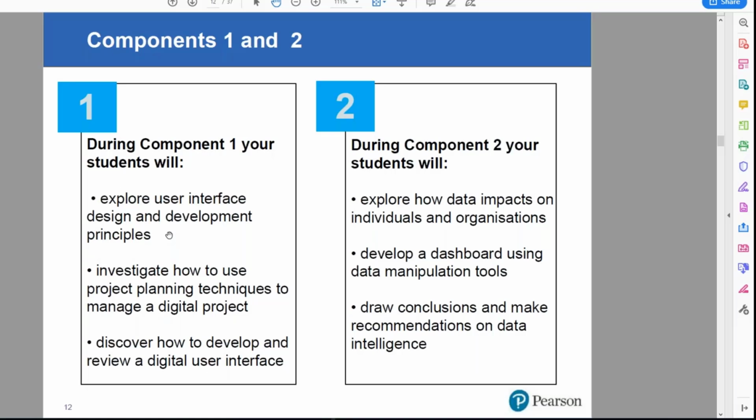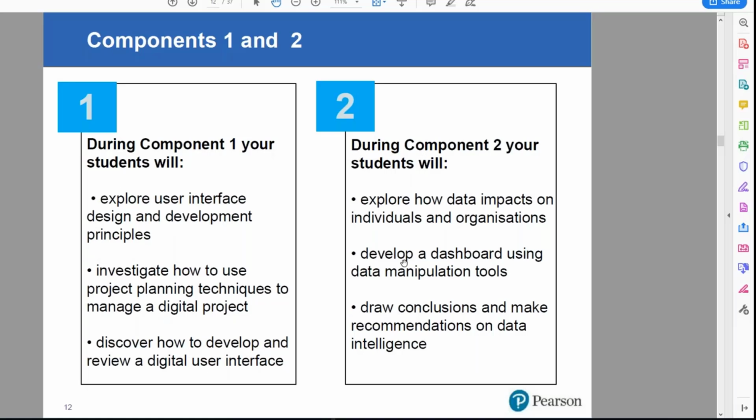Talk to them about what your plans are, what your schedules are, and you will know long before results day how your internal components have performed. So component 1 and 2, the two internal assessments: during component 1, they'll explore user interface design development principles and investigate how to use project management techniques.